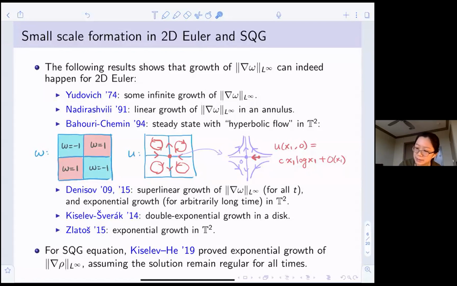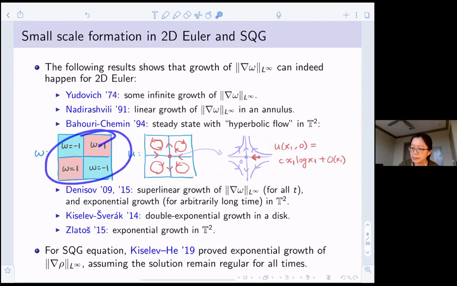So the steady state is as follows. If we are in the two-dimensional torus and the initial data looks like that, so it has this odd structure here, then one can check that this is actually a steady state and it corresponds to a velocity field that looks like this. It gets the name of the hyperbolic flow because near this point, the velocity field looks like hyperbolas.